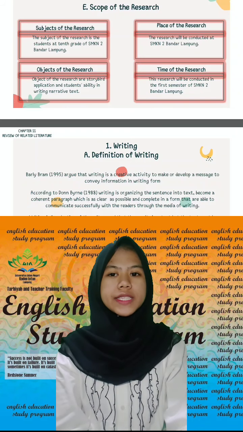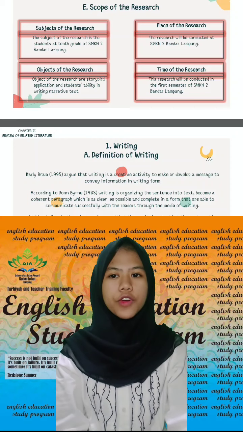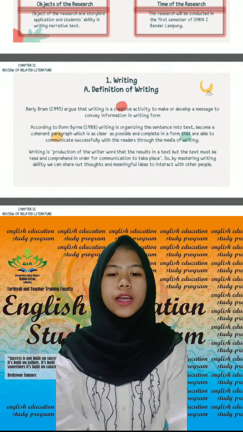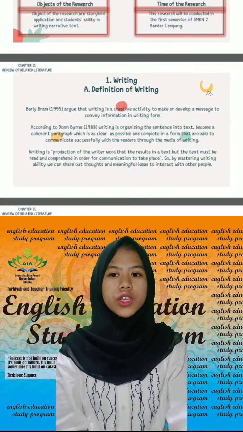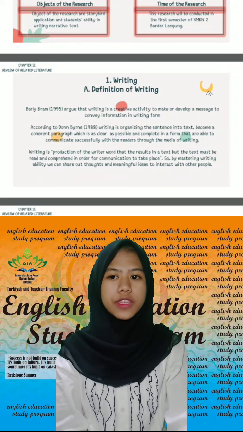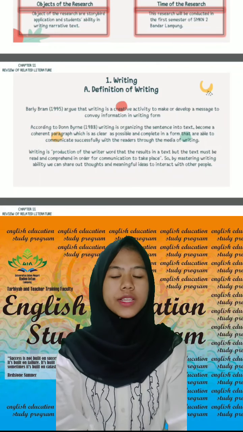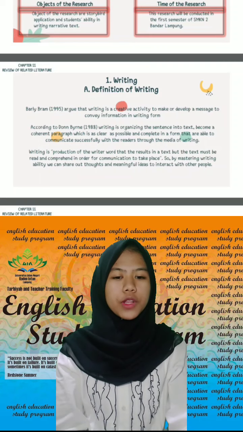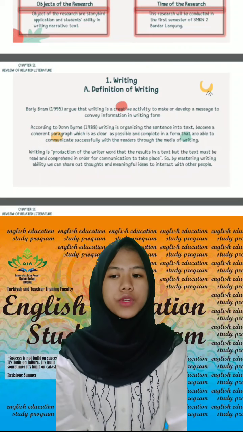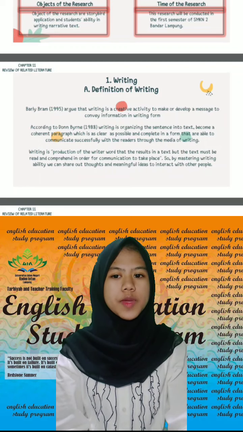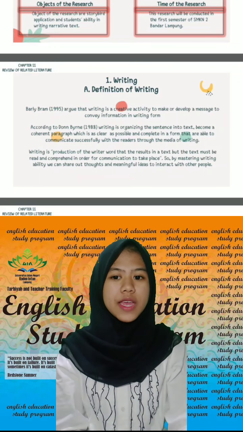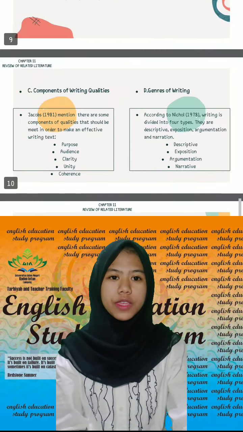Actually, writing provides a means for students to process some information on their own. According to Barley Bram, he argued that writing is a creative activity to make or develop a message to convey information in written form. This activity is usually done by composing our thoughts and finding our inscription material, so that we can do it by following some stages.